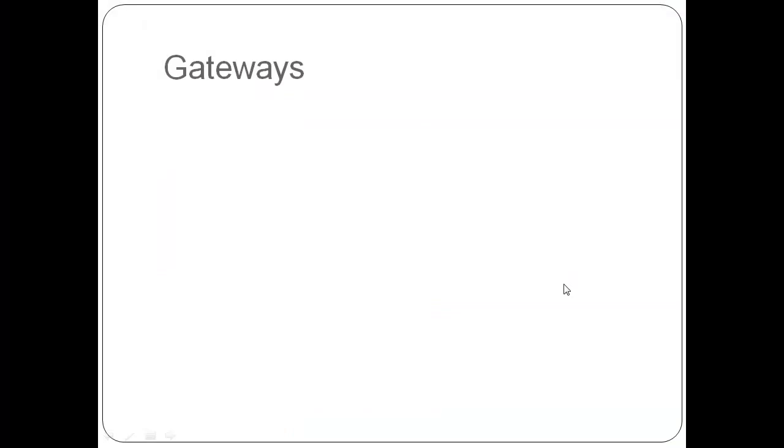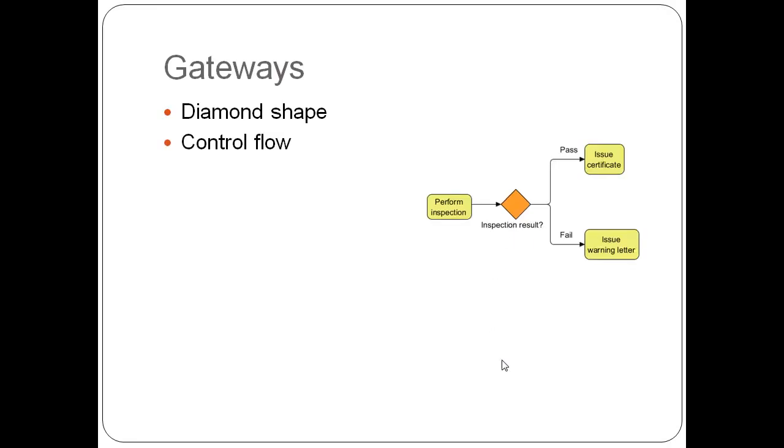Okay, next now move on to the gateways. And the gateways in business process model notations is represented as a diamond shape like this one. And you put the checking on the bottom, or you can move it around. And the gateway is used to control the flow. And this is an example.